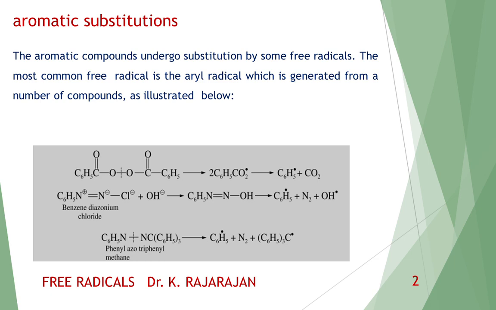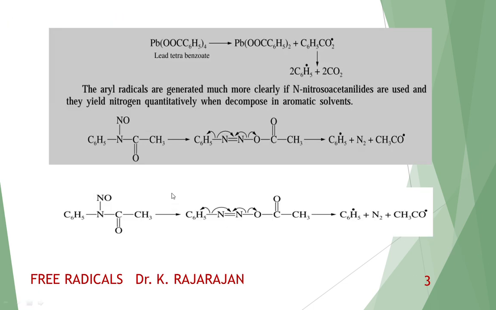For example, we can take benzene diazonium chloride. In reaction with OH minus, it will be able to give rise to a phenyl free radical. Likewise, phenyl azo triphenyl methane gives rise to phenyl free radical also. Lead tetrabenzoate, this also gives rise to phenyl free radicals as shown on the screen.